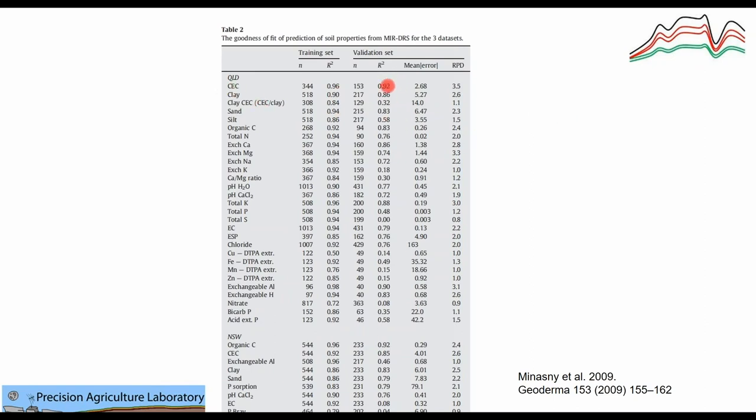The cation exchange capacity is even better. Total nitrogen, it's possible to predict. However, many people are actually looking for a way of predicting nitrates or soluble nitrogen. And we can see that it's not incredible. Okay? And why is it not incredible? Because the nitrate is very soluble. So the content of nitrogen will change in different parts of the soil. And it makes it very hard to predict.